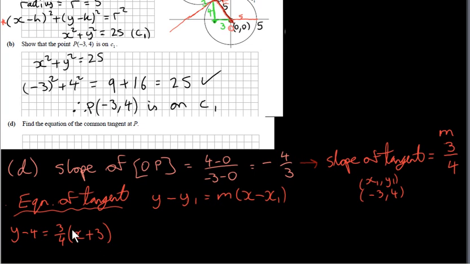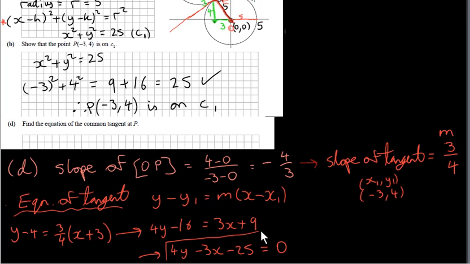Normally we get rid of fractions by multiplying both sides by 4. If we multiply the left hand side by 4, we get 4y minus 16. If we multiply the right hand side by 4, we get 4 times 3/4, which is 3. So we're left with 3 times (x plus 3), which is 3x plus 9. We normally bring everything to one side, so we get 4y minus 3x minus 16 minus 9, which is minus 25, and we have 0 on the right hand side. So this is the equation of the line, or of the common tangent.